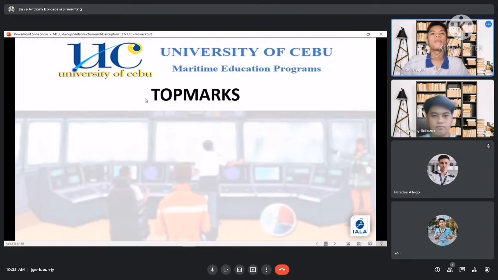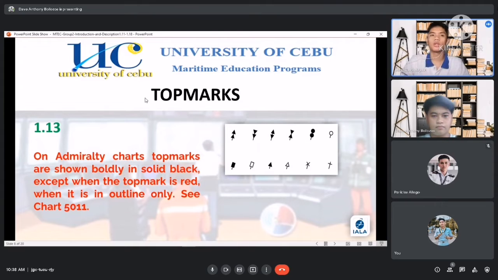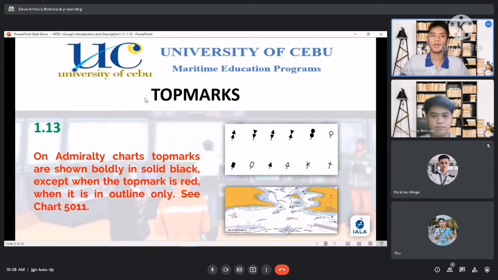Next, 1.13, still on top marks. On Admiralty charts, top marks are shown boldly in solid black, except when the top mark is red, when it is in outline only. As the example in the pictures shows, that's how it should be. It should be in solid black.